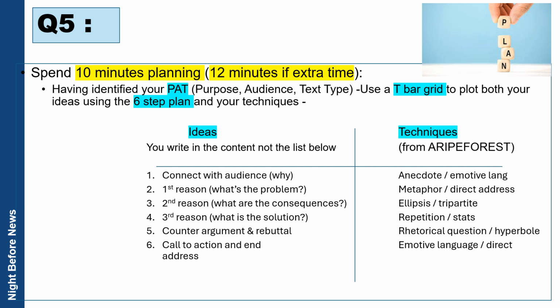Don't forget to use some techniques from AFOREST. Anecdotes are always really good, a short personal story, and emotive language, direct address and a metaphor. For spelling and punctuation, you can use ellipsis and tripartite sequences. You can repeat important words or phrases and use statistics, rhetorical questions, hyperbole or exaggeration, and directly address your audience.